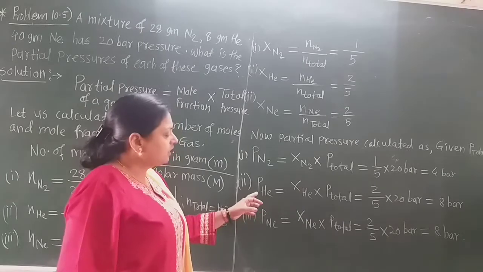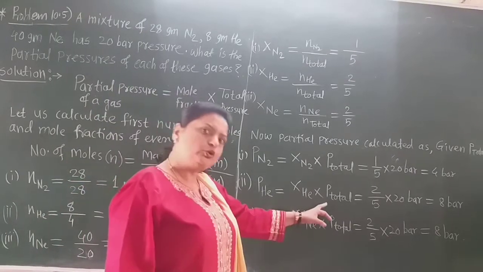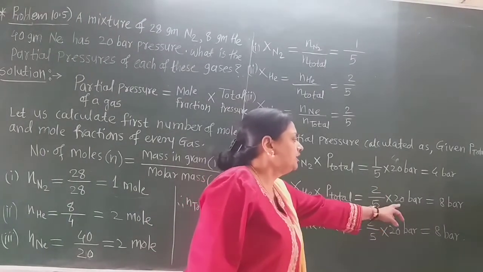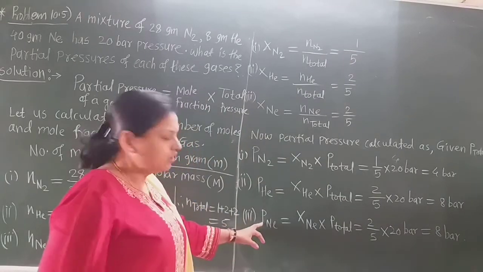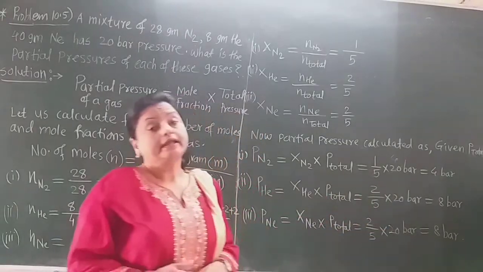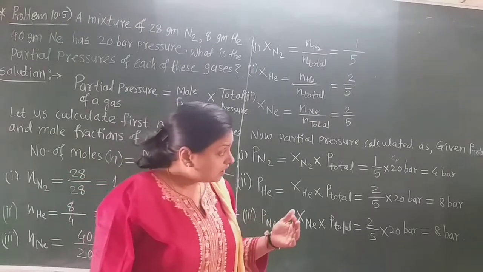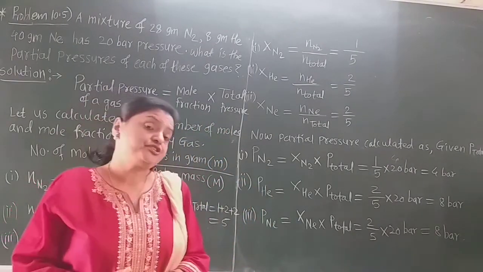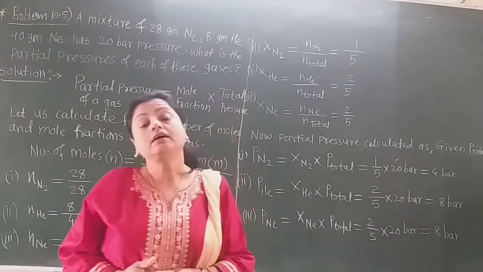Now here also, the partial pressure of helium is equal to the mole fraction of helium into total pressure. So 2 divided by 5, that is the mole fraction, into total pressure is equal to 8 bar. Here also the mole fraction into total pressure is equal to 8 bar. In this way, 4 bar, 8 bar and 8 bar are the partial pressures of the given gases in the mixture.